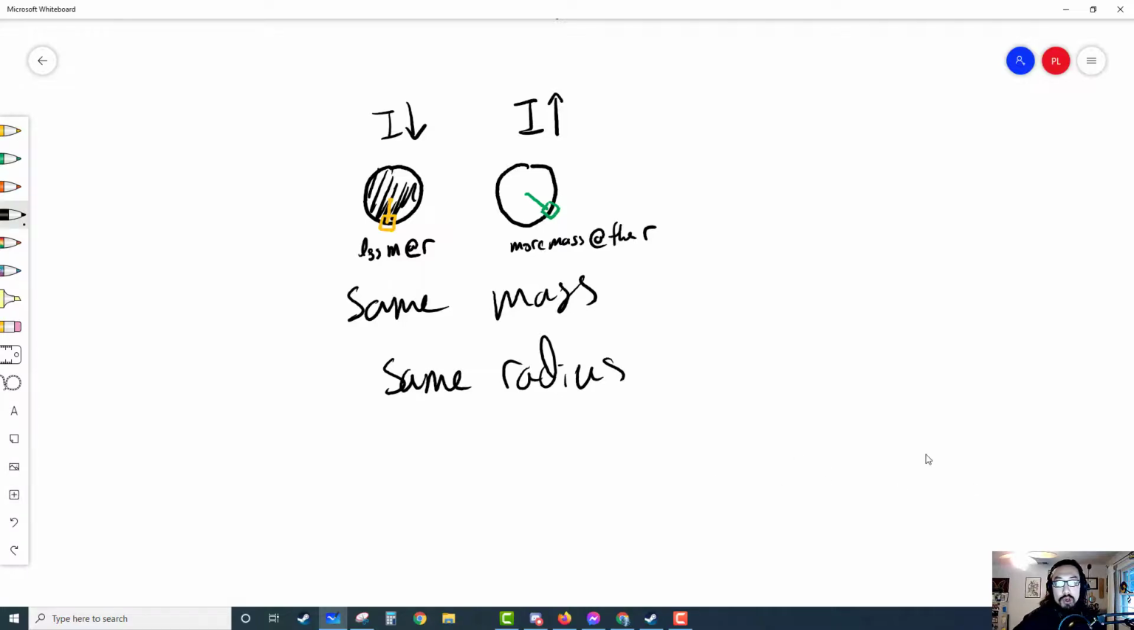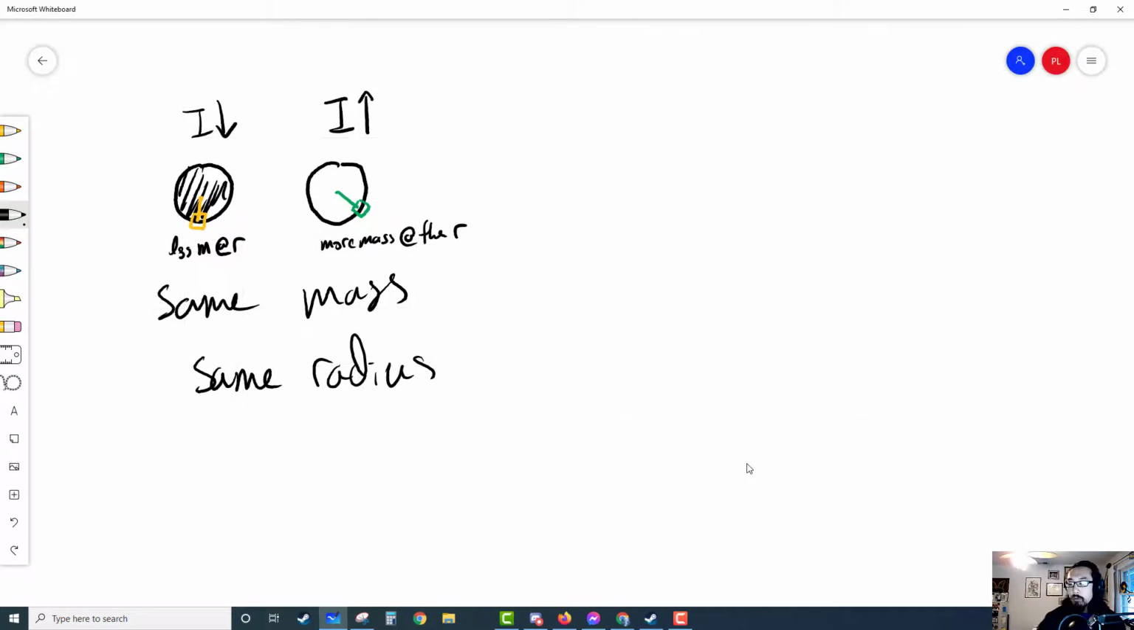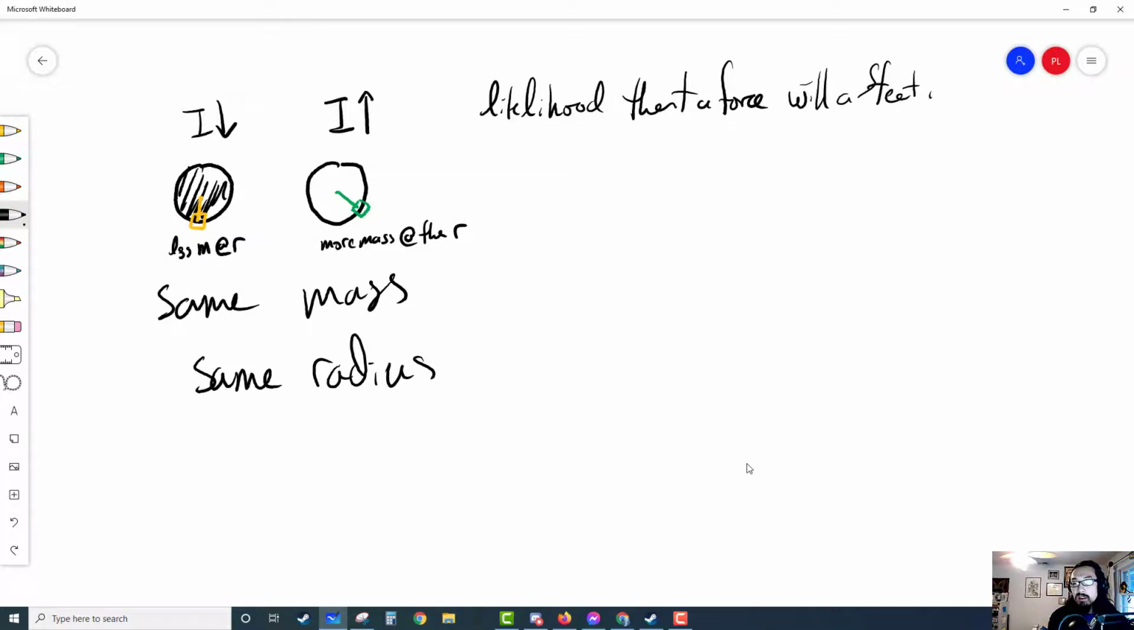Now, with the topic of inertia, you definitely need to know this definition. It is the likelihood that a force will affect it. That's not a very professional way of saying it. A more proper way of saying it is how much it's likely to accelerate if a force affects it. So more inertia.